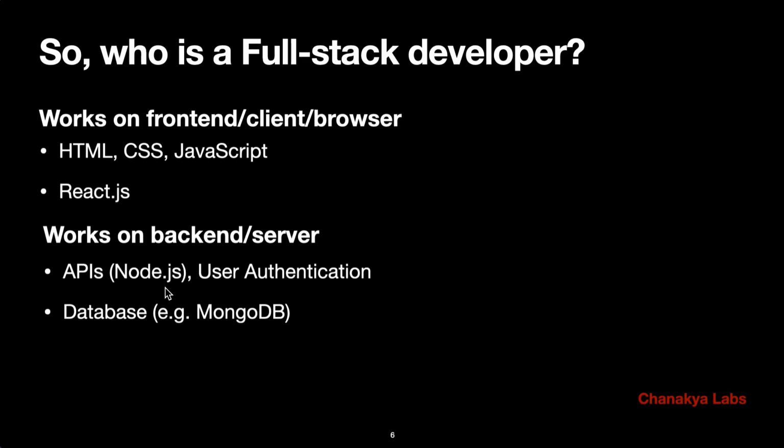So we'll be using this to build APIs. For example, how to expose different APIs from the back end so that they can be consumed by front end for various purposes. A backend developer sometimes also needs to implement user authentication, that is, how the users on the front end are being authenticated in the backend, right? Apart from that, a full stack developer also handles various types of databases in the backend.